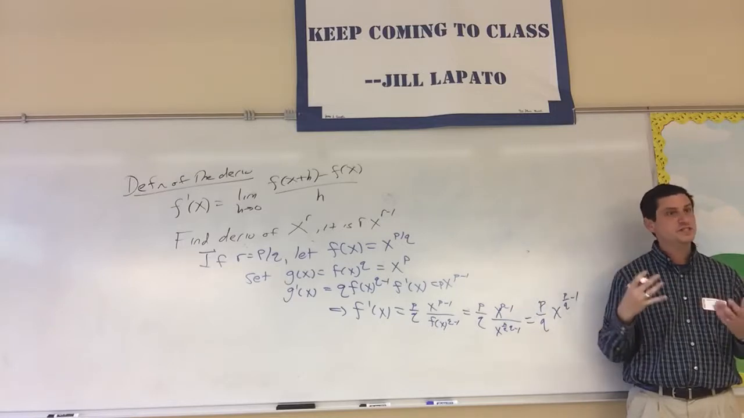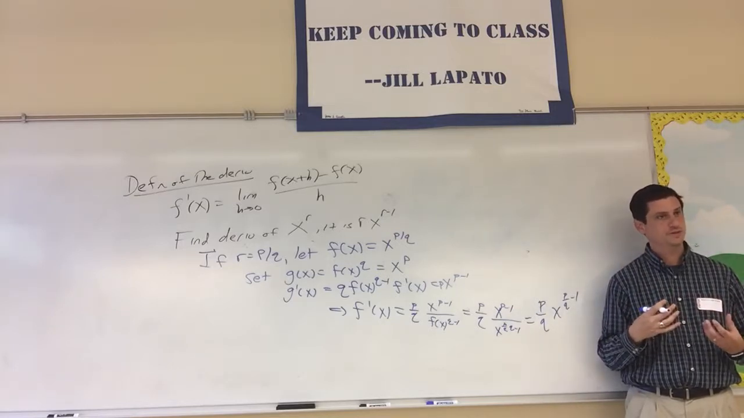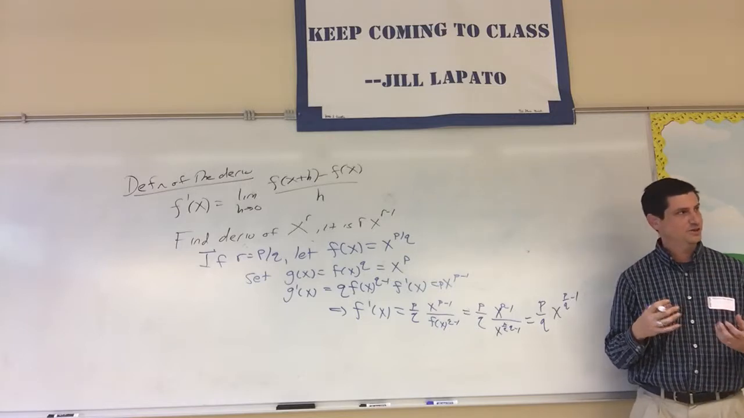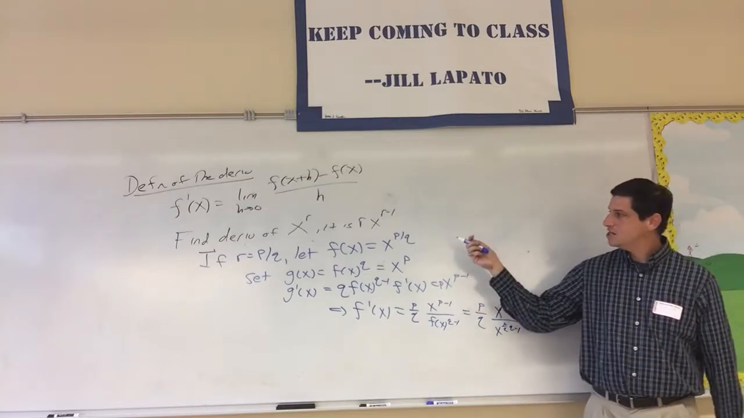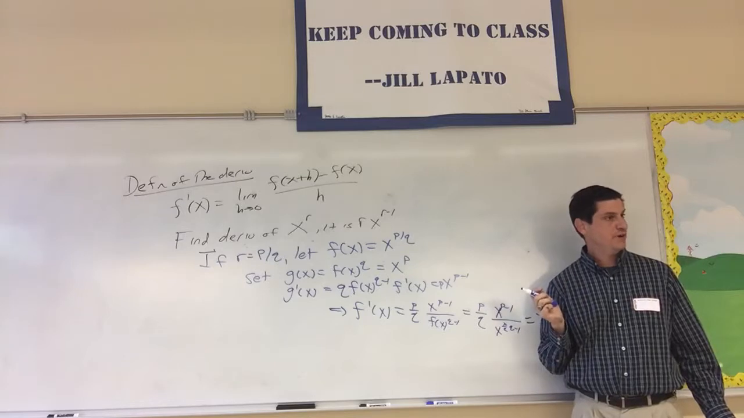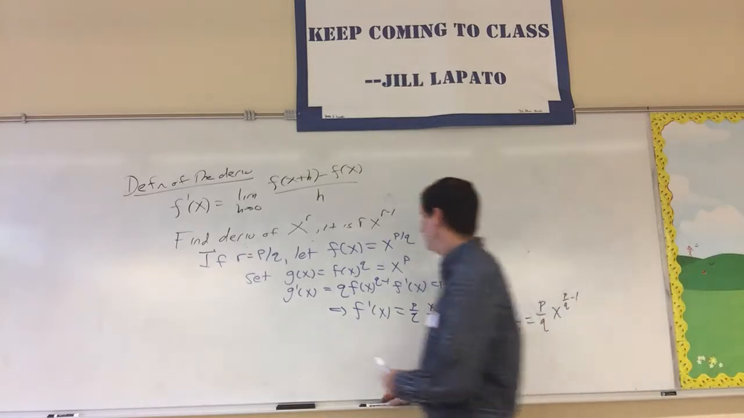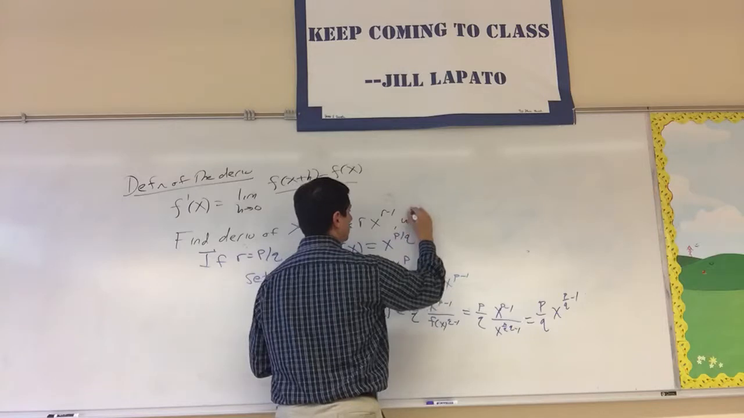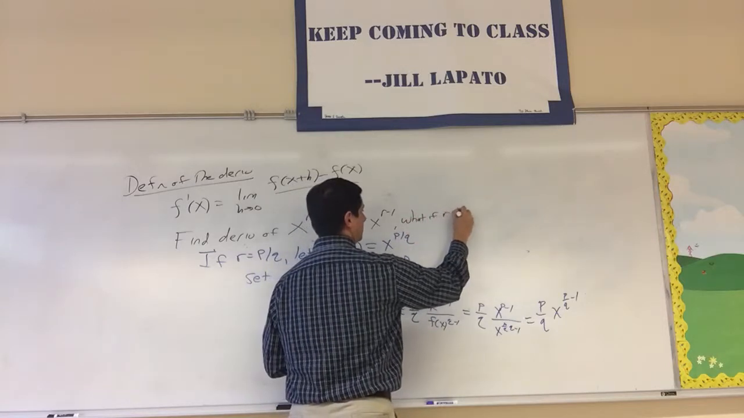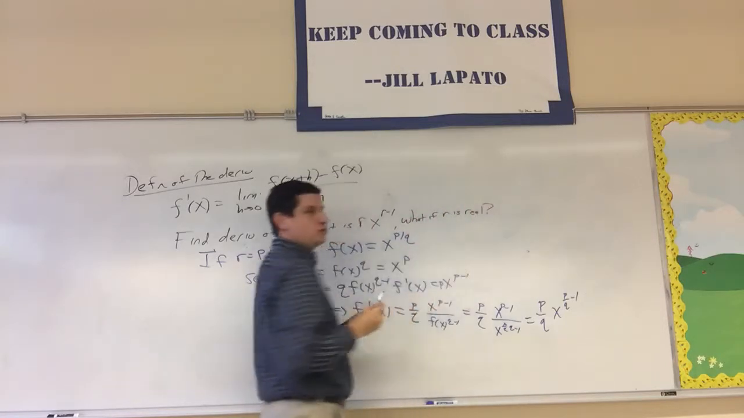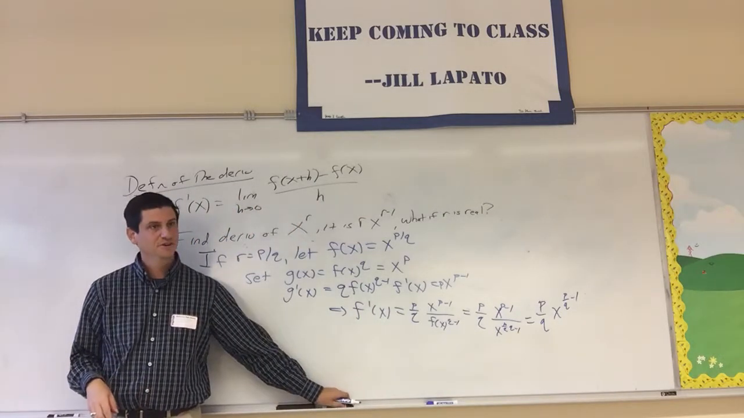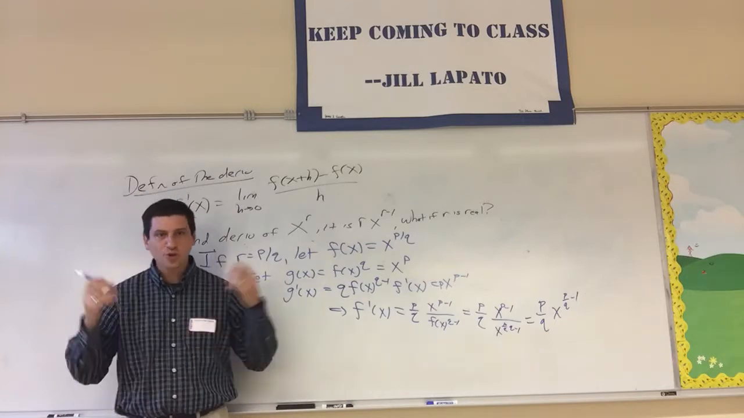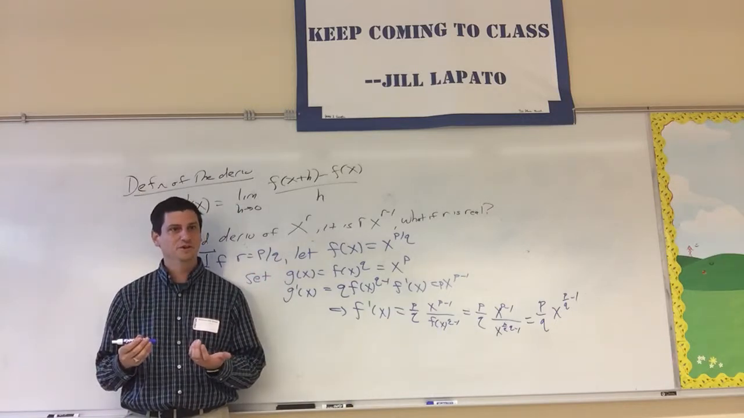And I like this because there is a subtlety here which is often glossed over. Okay. Any questions about this one? So then the question becomes, what if r is not a rational, but what if r is a real number? So I'm curious, how many of you have done x to the r where r is a real number? But the students know that the answer is r x to the r minus 1.